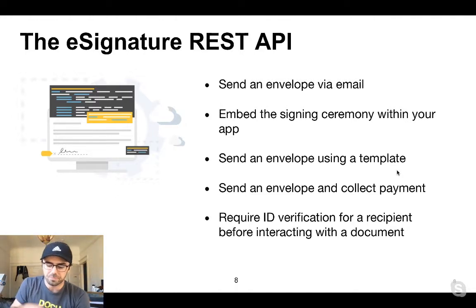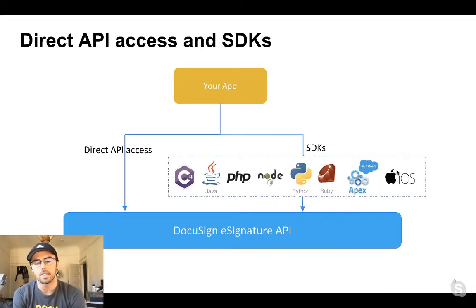In terms of how you can access the API, there's two core ways. The first of which is direct API access. For all my JavaScript lovers out there, using Axios, you can specify manually your headers and your request body. Many of our developers do this. It gives you a ton of control, and this is a reasonable way to go.